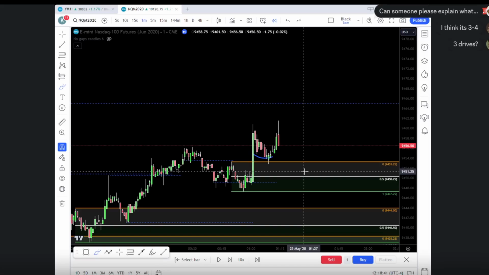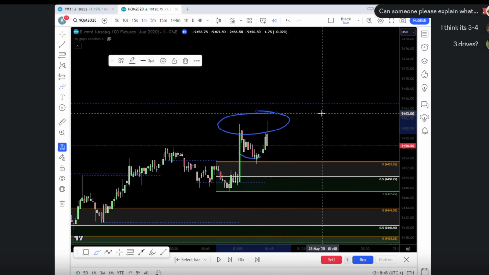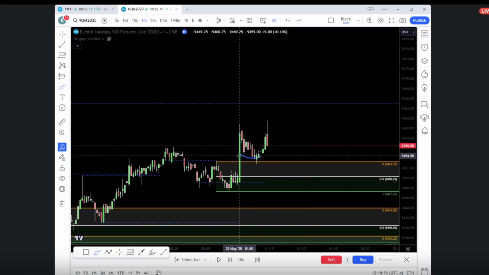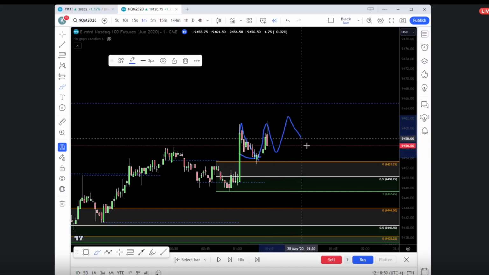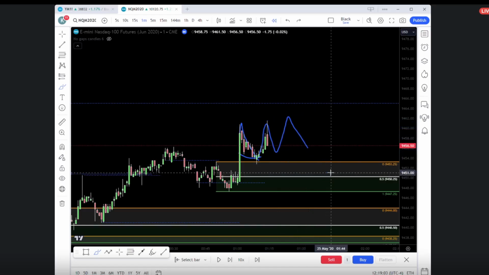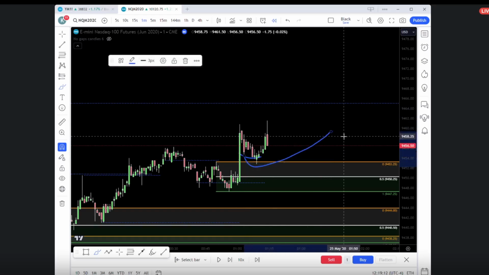right? Not suggesting that's going to happen right now, but when you start seeing wick failures in here, that's one of the things to watch. Some people call it the 3 drives pattern. I think I've seen that too. Essentially, it's 1 push up with a failure, 2 pushes up that fails, 3 pushes up that fails. And essentially what you're doing is clearing liquidity above to then send you lower, right? Alternatively, but that only works if we're not clearing the liquidity below, right?